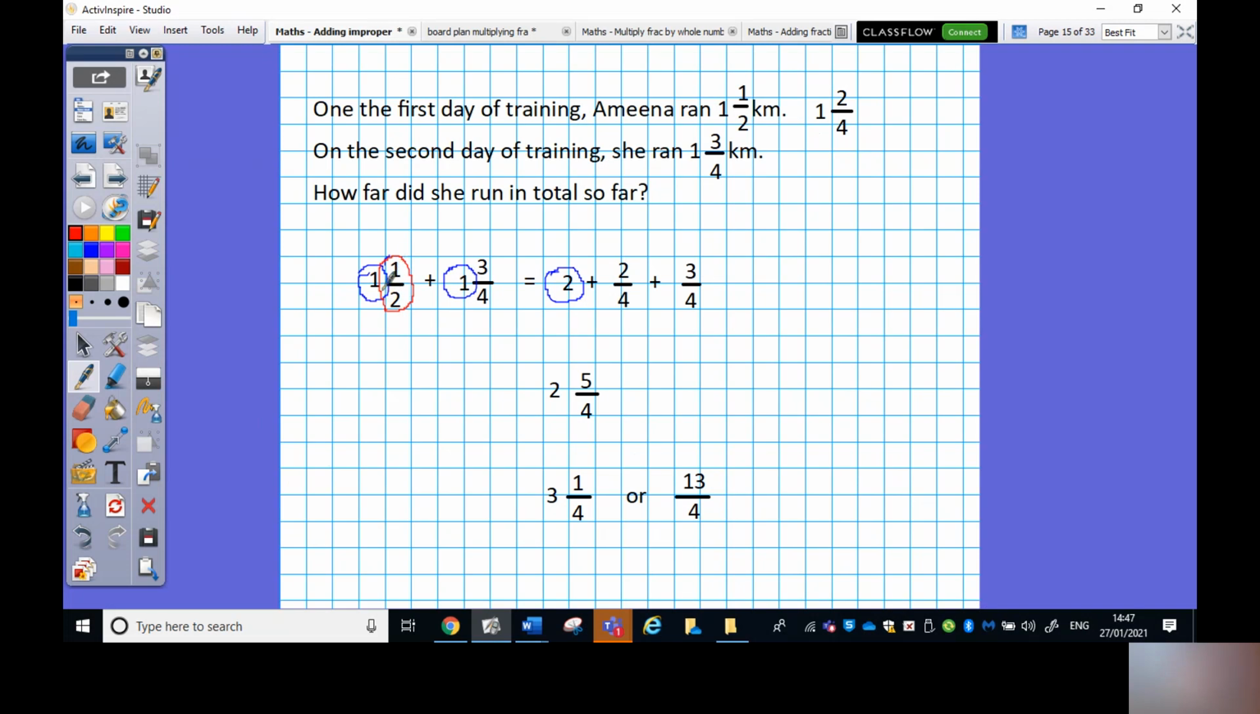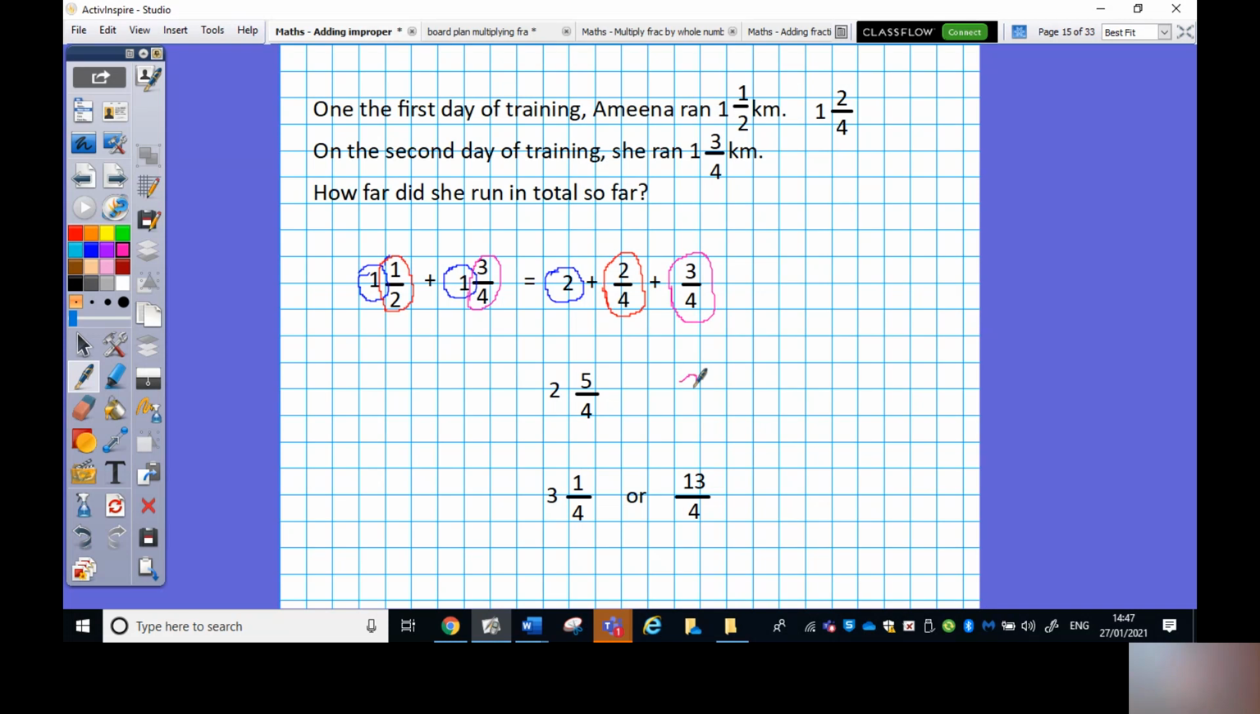So I've converted 1/2 into quarters, which is, what's the equivalent of 1/2? Good, 2/4. Excellent. And now I've also added the second fraction here. Okay, so I know that 2 plus 2/4 plus 3/4 equals 2, and 2 plus 3 equals 5/4. Now, 5/4, that's an improper fraction.